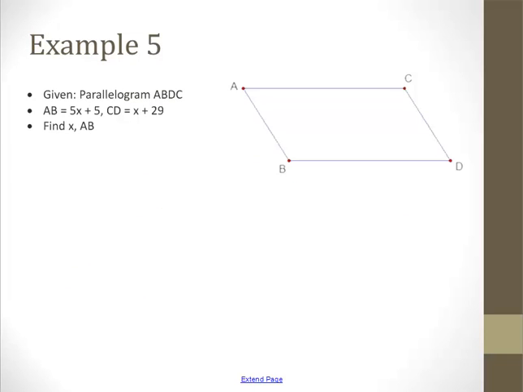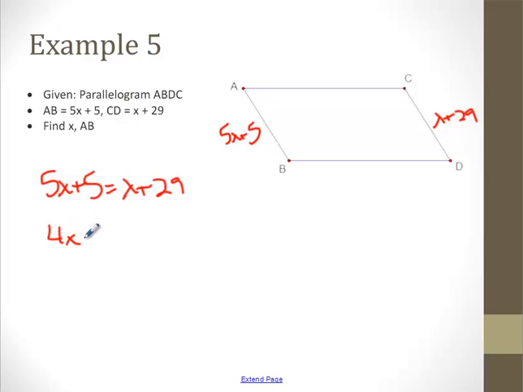And we're going to finish off this by trying one with sides now. So AB is 5x plus 5. CD is x plus 29. Now because it's a parallelogram, opposite sides are congruent. So 5x plus 5 equals x plus 29. Subtract an x over, subtract 5. I'm going to get x is 6. Now I need to find AB, so I'm going to plug 6 back in. AB is 5 times 6 plus 5, so 35.